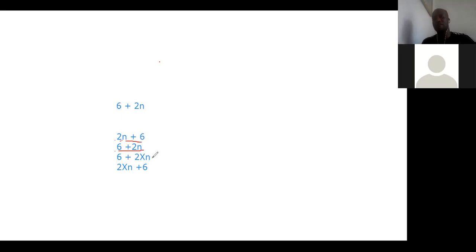n is called a variable. Why is it called a variable? It's because we can give it any value and it will still make sense, isn't it? Even if we give it a value of 10, 2 times 10 is 20, 20 plus 6, we get 26. On the other one, 6 plus 20, we get 26. We still get 26 as our result.